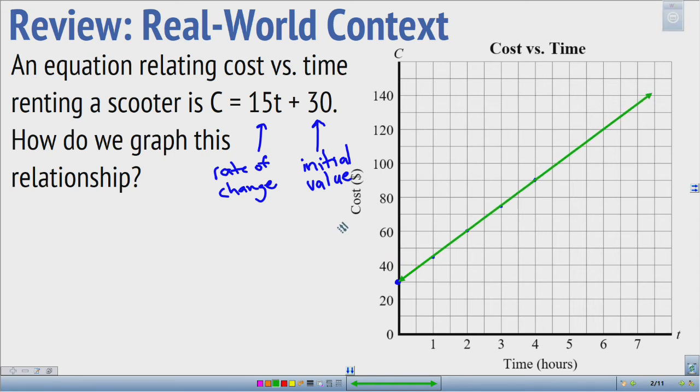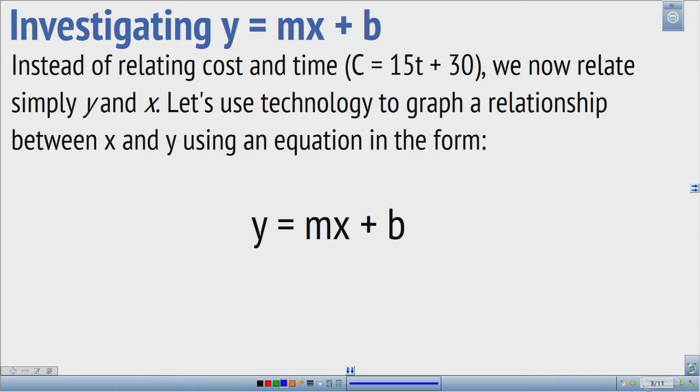So we can connect the equation of a line with a graph of the line, and we can also go the other way around too. That's sort of the goal for today. We're going to be looking at equations, instead of with C's and T's and D's, really just focusing on our Cartesian plane with X's and Y's. We're going to use technology right now just to graph a relationship between X and Y using that equation.